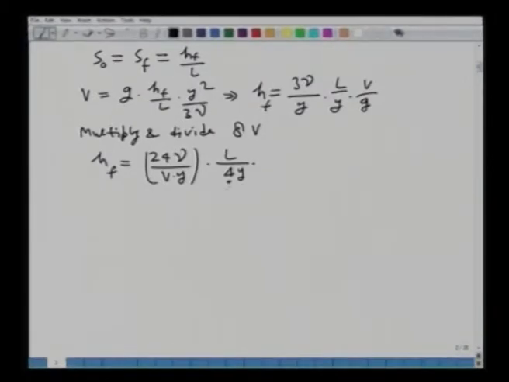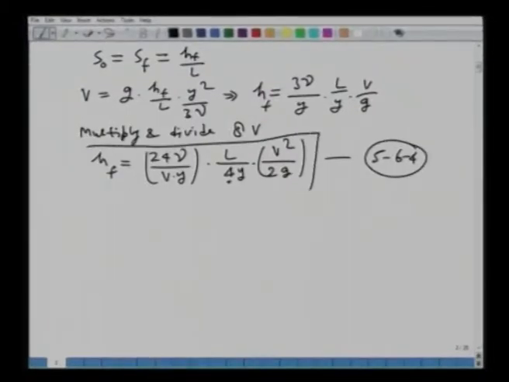So, 4 is here and then there is a v squared over 2g. Okay. Let us say this is 5.6.4. Okay. This equation 5.6.4, all right.